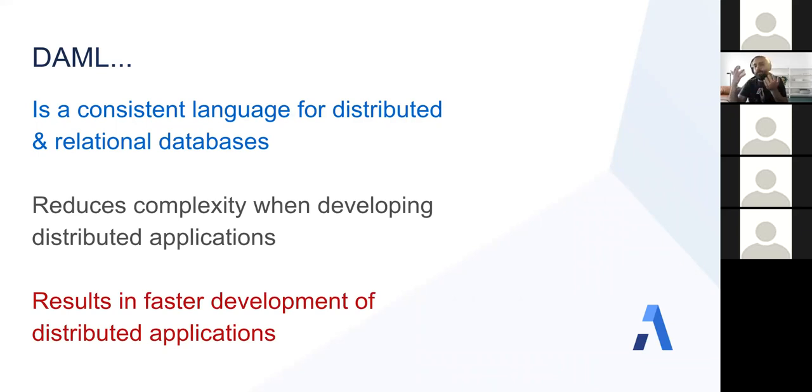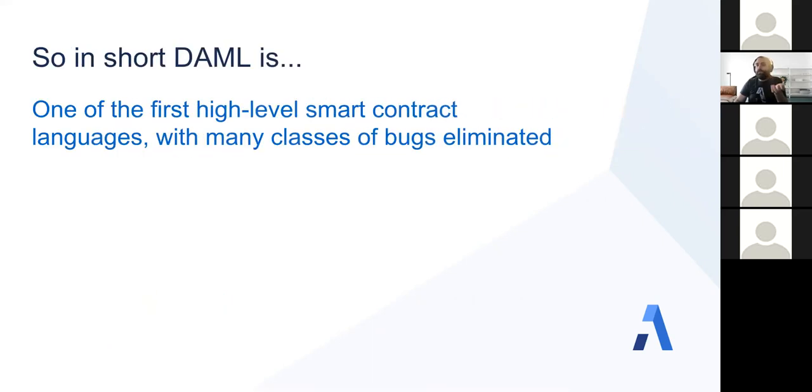You can get up and going really quick in DAML, and you can do it without worrying about which backend you're going to deploy to. You can start writing your DAML, start iterating, and decide whether you're deploying to Fabric or Sawtooth, or eventually we'll have support for Besu, whenever you're ready. So in short, DAML is one of the first high-level smart contract languages. I won't say the first because who knows, for these particular platforms with quite a lot of classes of bugs eliminated.